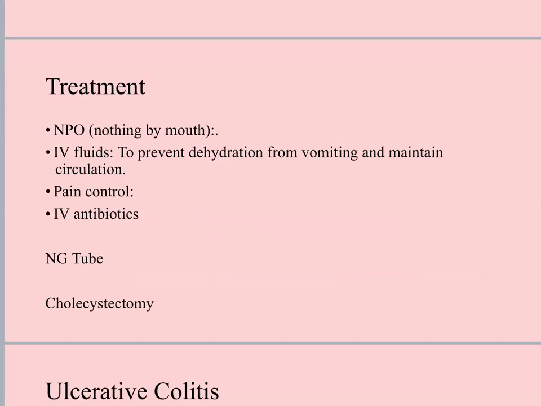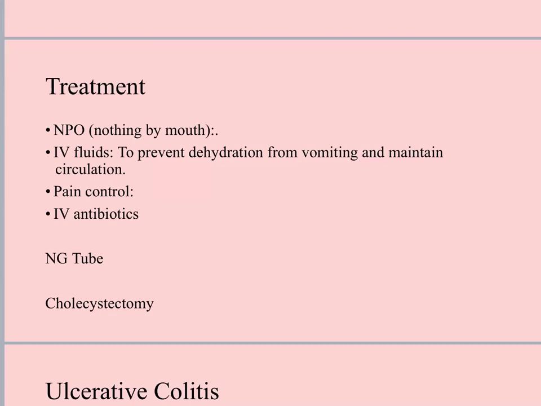I know I sound like a broken record. The treatment to all these altered digestive problems is really pretty similar: nothing by mouth, IV fluids, pain control. Somebody's going to get IV antibiotics for that secondary infection, and an NG tube if they feel like decompression needs to occur. And ultimately, you probably know somebody who's had their gallbladder removed, or maybe you yourself have. It's not uncommon. A cholecystectomy is pretty definitive.